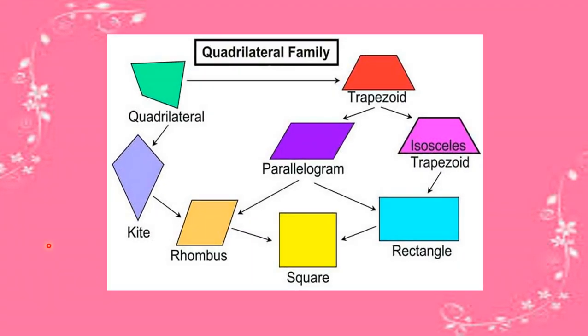quadrilaterals. Now here the types of quadrilaterals are shown in this figure, and if you are asked to find the area of the square, you will write the area of square is side into side. And if it is asking what is the area of the rectangle, you will write area of rectangle is length into breadth.